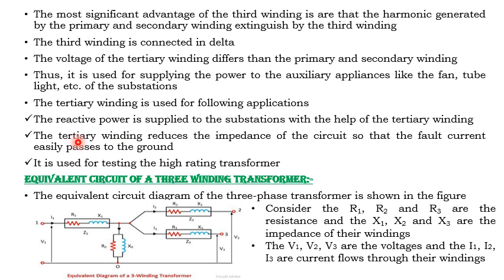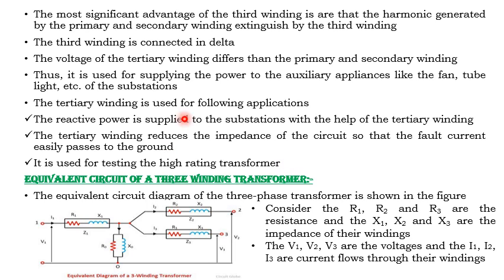One more application is that the tertiary winding reduces the impedance of the circuit so that the fault current easily passes to the ground. If the impedance of the circuit is reduced, then whatever fault is generated in the system will be bypassed through the ground. So it is useful for the reduction of the impedance of a circuit. One more application is that it is used for testing high rating transformers.